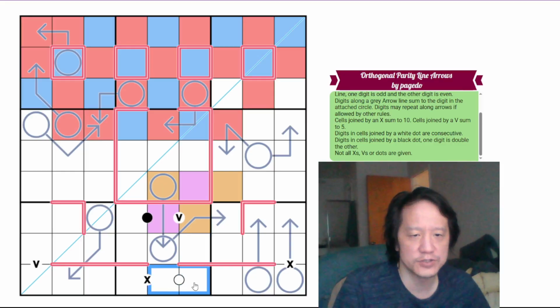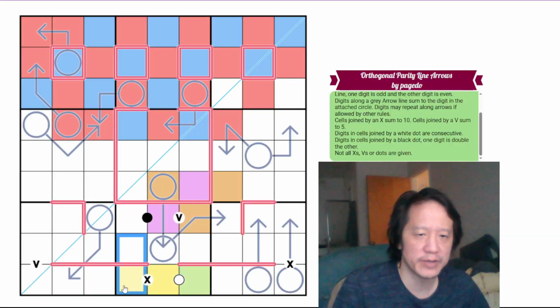These digits also have to be different parities. So I guess we can make this yellow and green. To add up to 10, you have to have the same parity, right? It's either both odds or both evens. So this is the same parity here. This is the opposite parity from this color, so this must be green. This is the opposite parity from green, so this must be yellow.